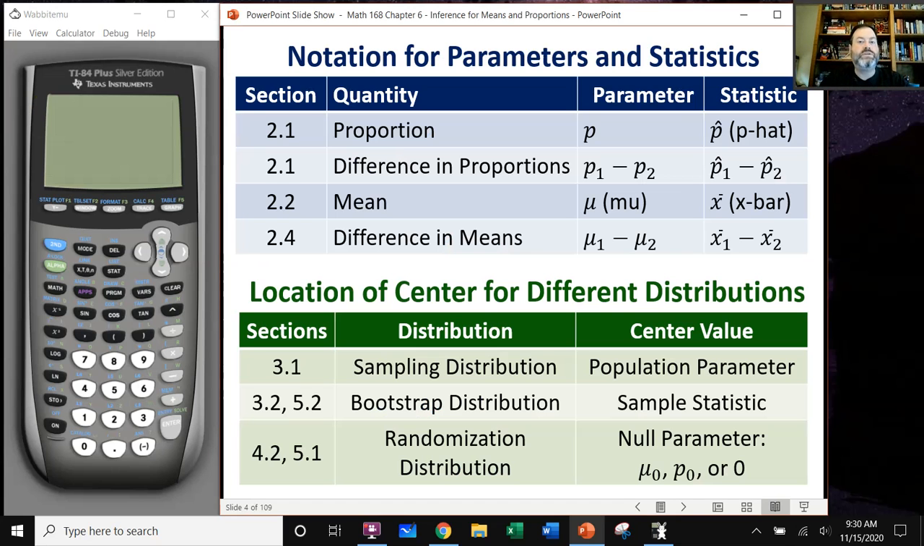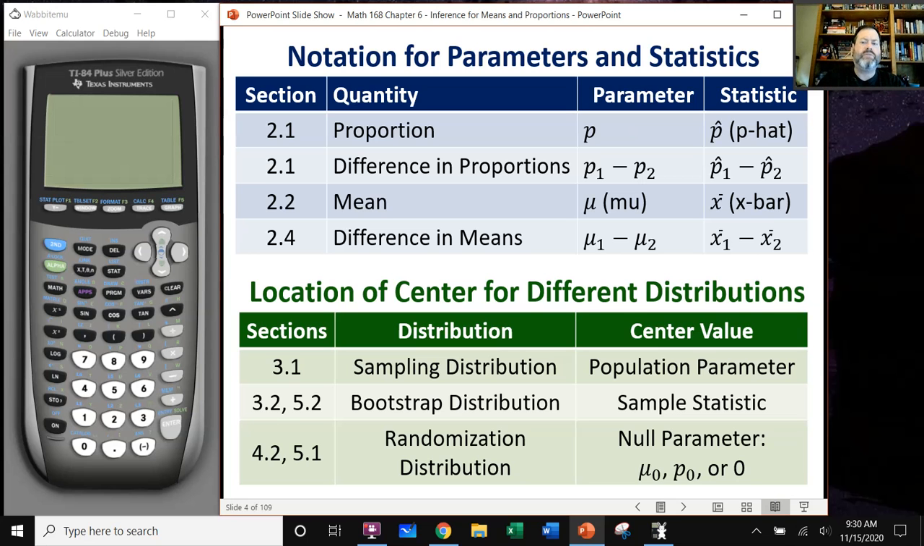So here are two reference tables. If you do need them, these are in the beginning of the section here. The first one is the notation for parameters and statistics. These are the only ones we're going to use, right? And these are the ones we used mostly in chapter 5.